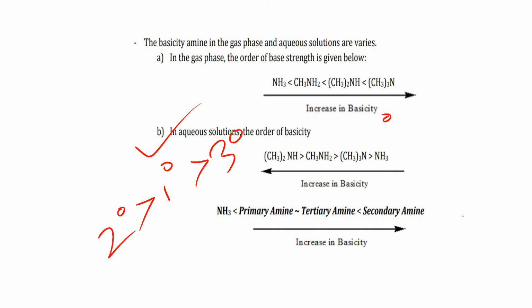But in the gaseous phase, tertiary is greater than secondary, which is greater than primary.